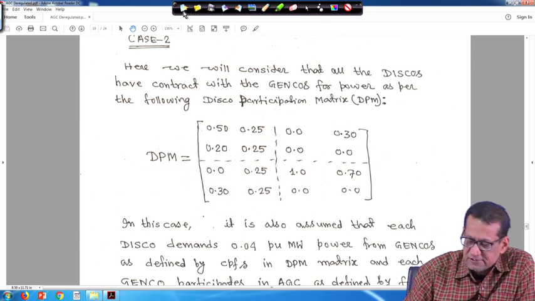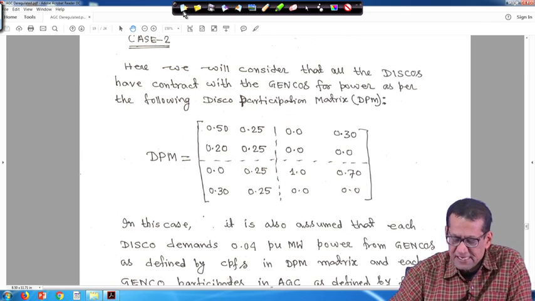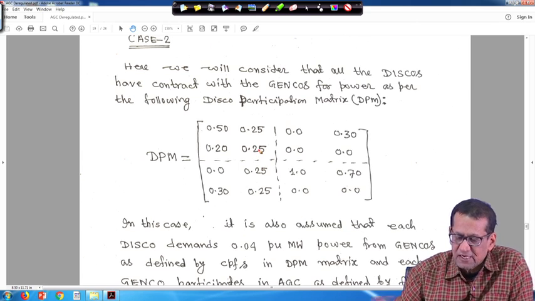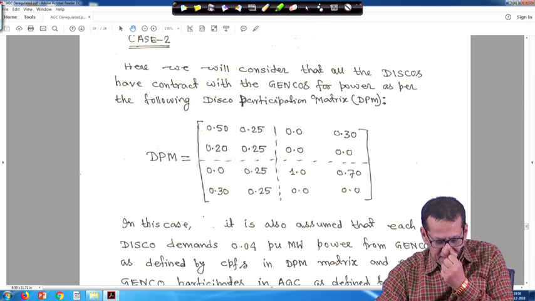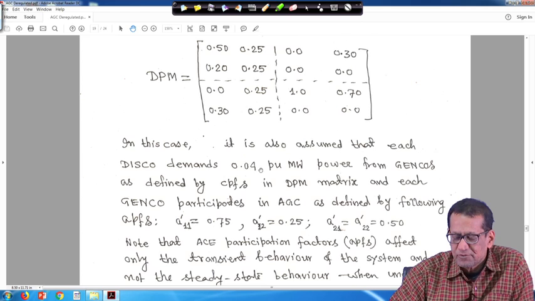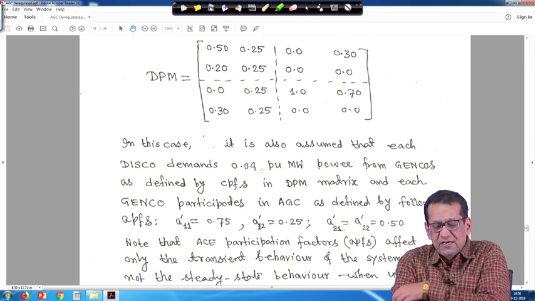So in this case it is also assumed that each DISCO demands 0.04 per unit megawatt.